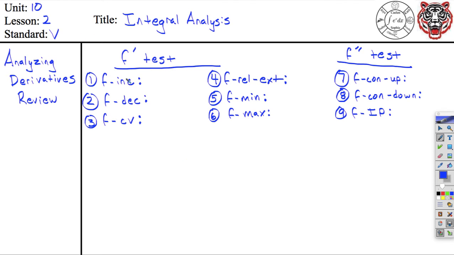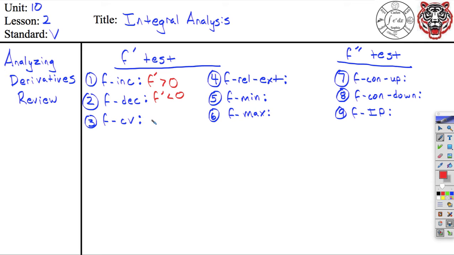Where is F increasing? That's where F prime, all of these are going to be F prime because it's the F prime test. It's where F prime is greater than 0. There it is, greater than 0. F decreasing. There it is, F prime is less than 0.